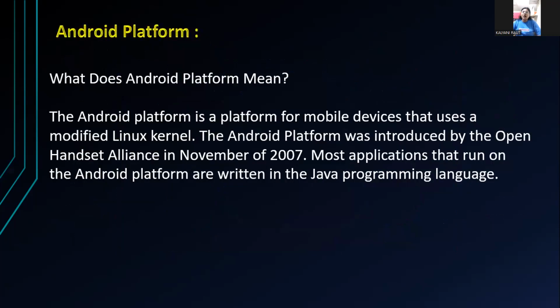For a mobile application, we need some functions like app development, testing, deployment, analysis, designing, and conceptualizing. The Android platform is a platform for mobile devices that uses a modified Linux kernel. It was introduced in November 2007. Most of the applications run in the Java language.